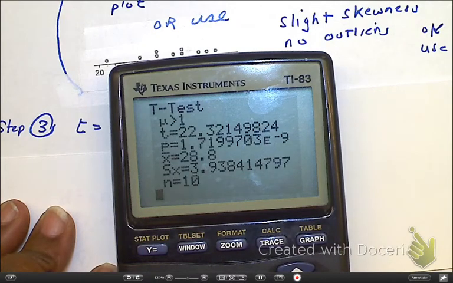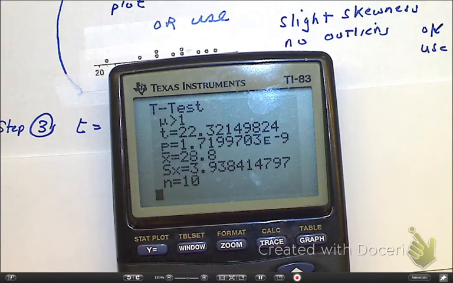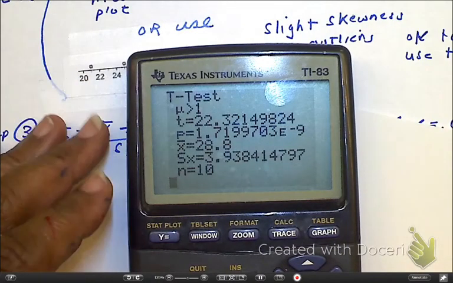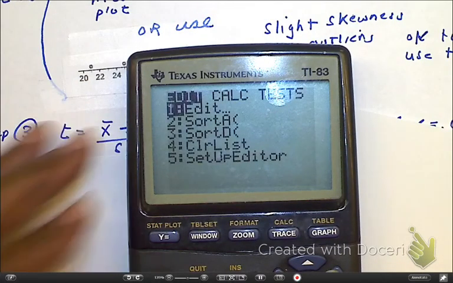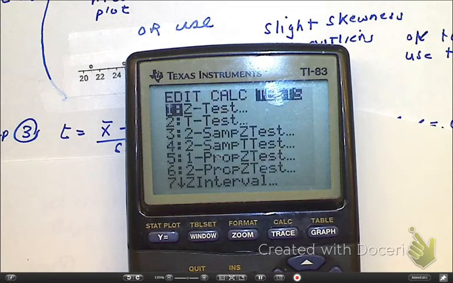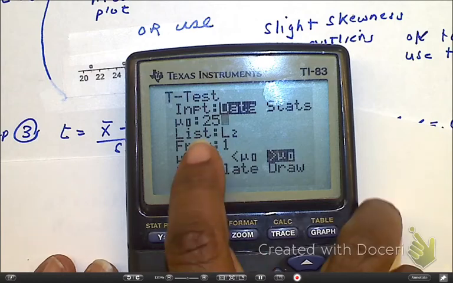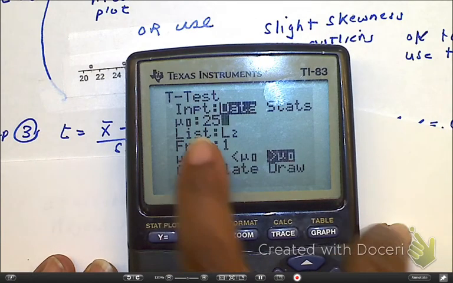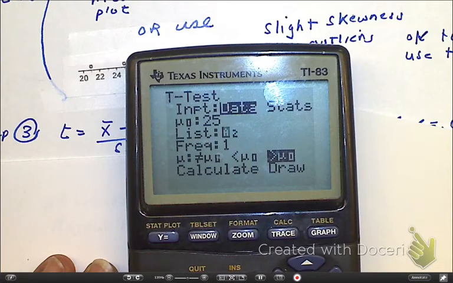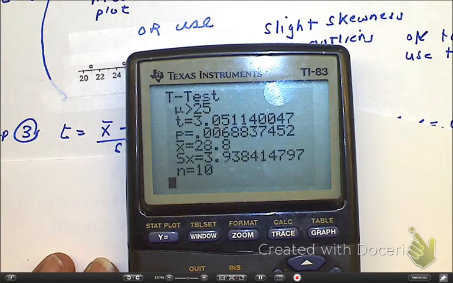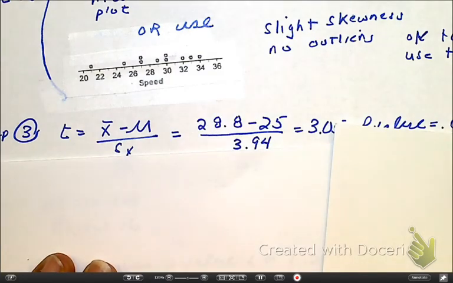I don't know what's in my list, so I need to redo this. Oh, I know what happened, and I'm sure some of you noticed it, because there was nothing wrong with my list. However, what did I not change? I forgot to change my mu, because remember, the mu is based on whatever my H0 is, which should be 25. So now, there we go. That is a heck of a lot more reasonable.